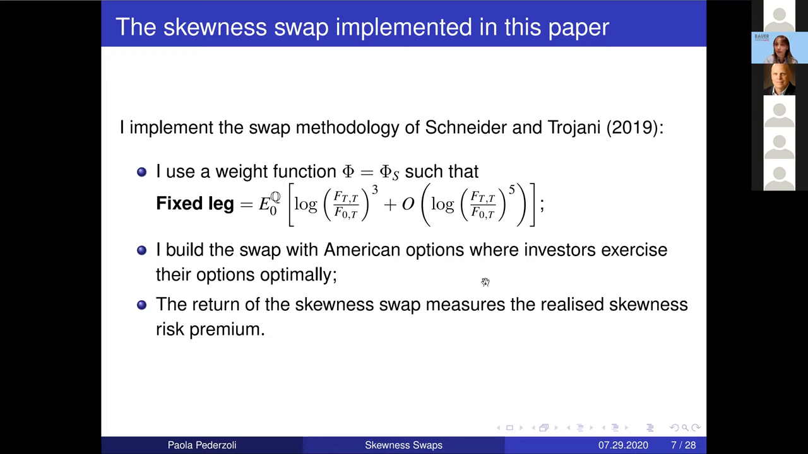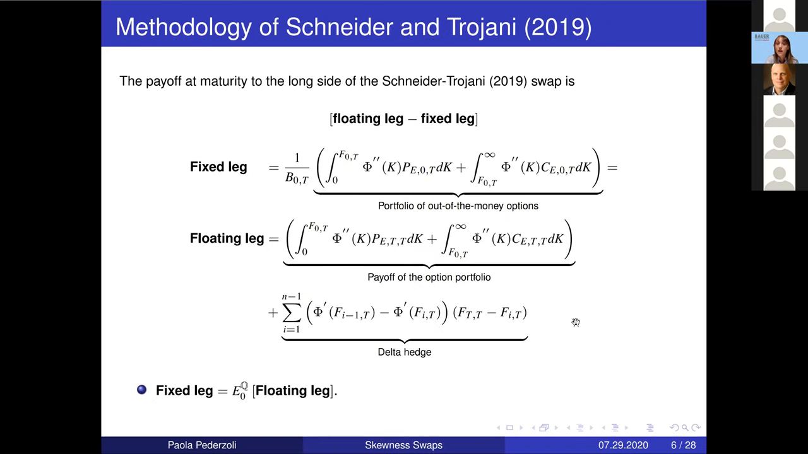Another problem that I have, but which turns out not to be a very big problem, is that the options on individual stocks are American, while in the formula these options are European. So what can I do? I want to keep the tradability of the strategy, because I want to measure a return, the skewness risk premium that an investor can actually gain. So I don't want to make some modification and back out the European price from the American, because otherwise this would not be tradable. So what do I do? I compute the fixed leg and the floating leg directly with American options. Here I take the American price, and here I take the payoff of the option portfolio considering the early exercise. So my investor is going to optimally exercise also the American options.